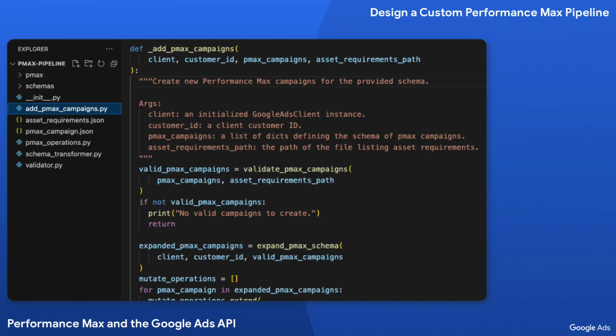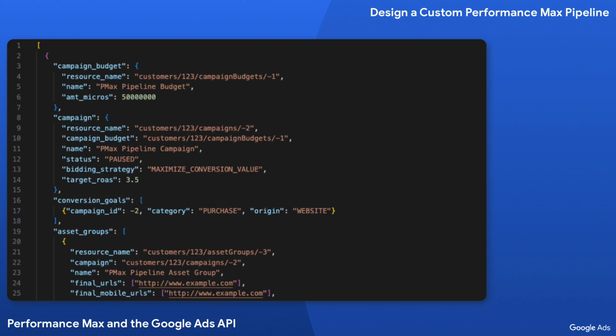Once our validation is complete, we can check if there are any valid campaigns to create back in our Add PMAX campaigns file. If so, we can move on to our next step, creating an expanded PMAX schema. Here is a look at what I'm calling our expanded schema. Now, this schema is kind of like a hybrid between our flattened schema and the structure of the underlying resources that we'll ultimately be creating.